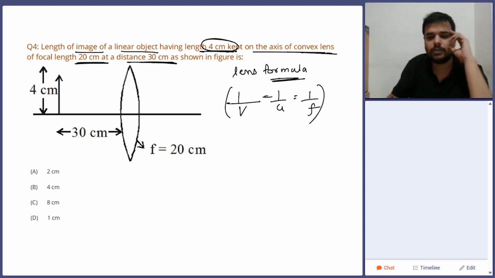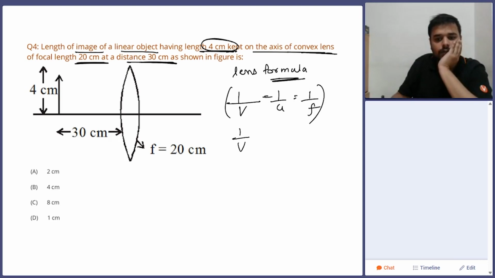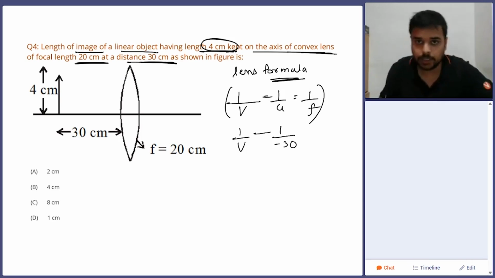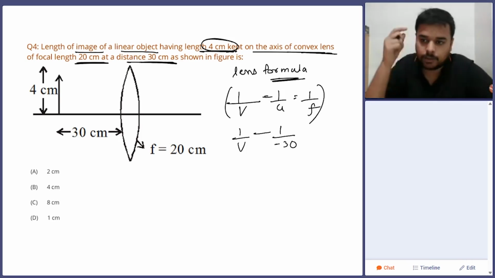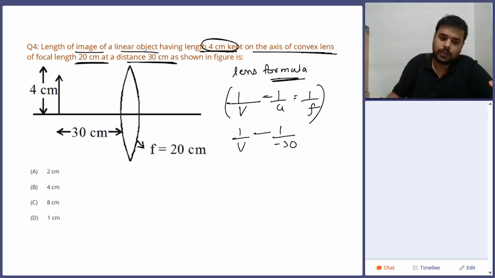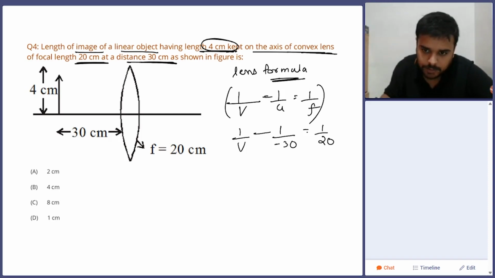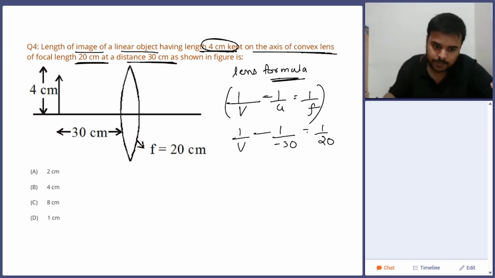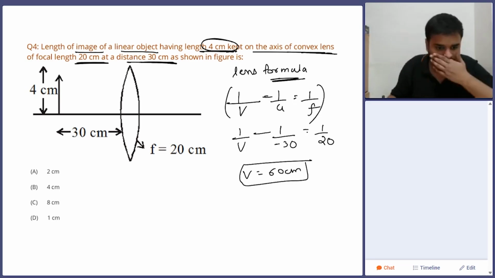So this is our lens formula which will apply. 1 by v we have to find, minus 1 by u. u will be minus 30 because it is on the opposite side to the light being incident on the lens, is equal to focal length, which will be 1 by 20. Once we solve it, we'll get 60 centimeter as our v. So v is 60 centimeter.